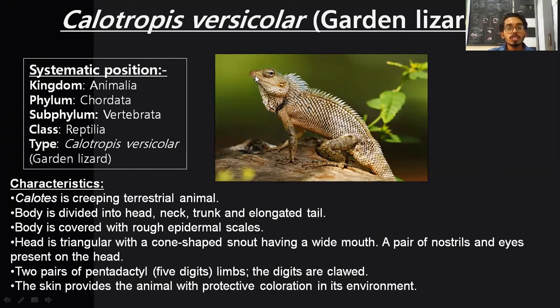The paired nostrils and the eyes are present on the head. There are 2 pairs of pentadactyl limbs, and the digits are clawed. That means there are 4 limbs, and all 4 limbs have 5 digits, hence the term pentadactyl, and all of them have claws. The skin provides the animal with protective coloration in its environment. Clear? So this is a peculiar characteristic of Calotes versicolor.